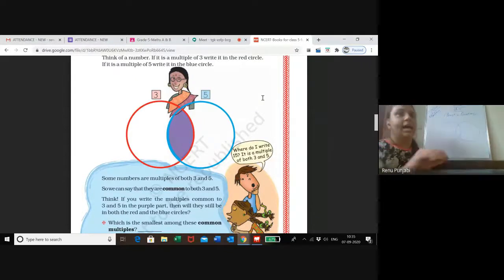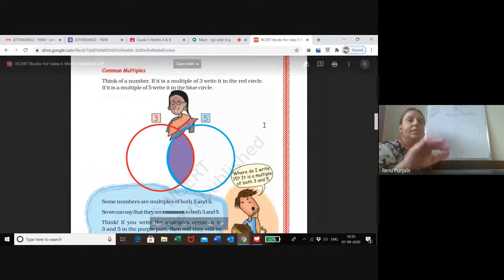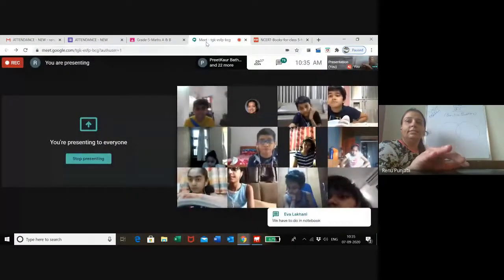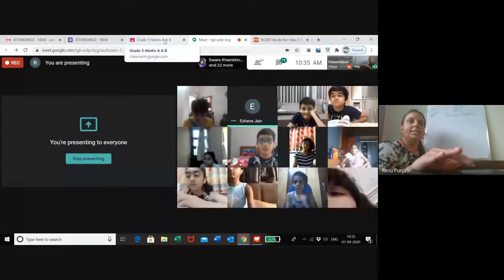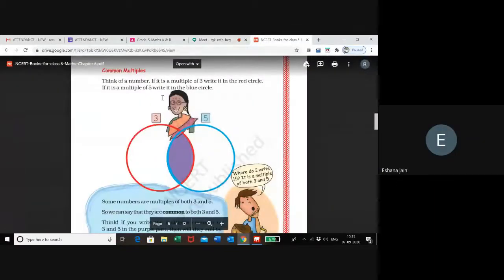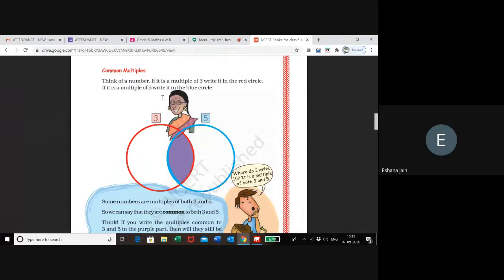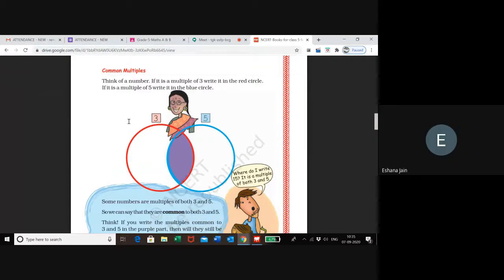These circles are saying that these are the practice sums or an activity. Think of a number. Ishana, can you please read this when I present my screen? Ma'am, we have to read from common multiples. Think of a number. If it is a multiple of 3, write it in the red circle. If it is a multiple of 5, write it in the blue circle.